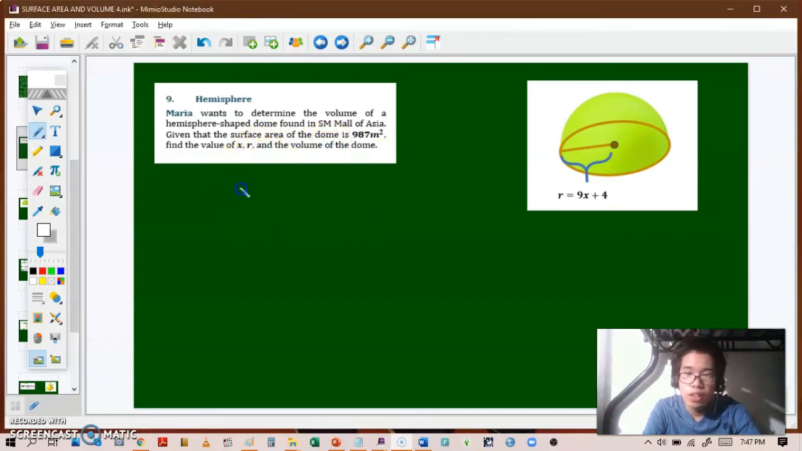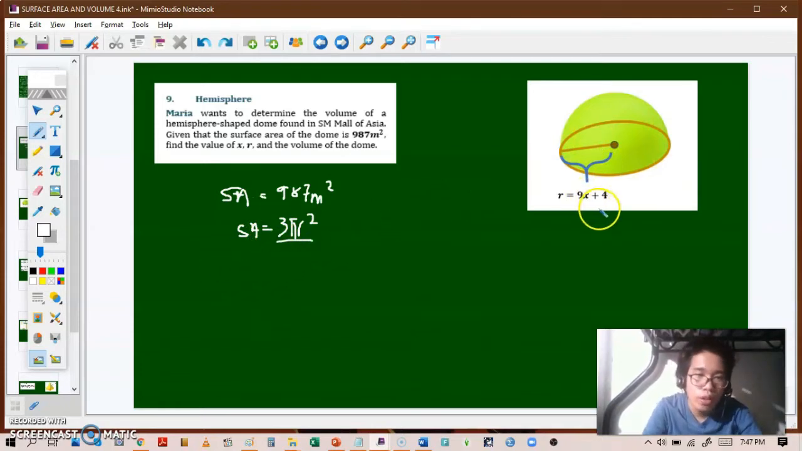So first, we're given the surface area of the dome, which is 987 meters squared. And we know that the formula for the surface area of a hemisphere is 3 pi r squared. We got the 3 from dividing a whole sphere by 2 and then adding the circular base at the bottom, so you get 3 pi r squared. From this formula, we can substitute the value of r, which is 9x plus 4.